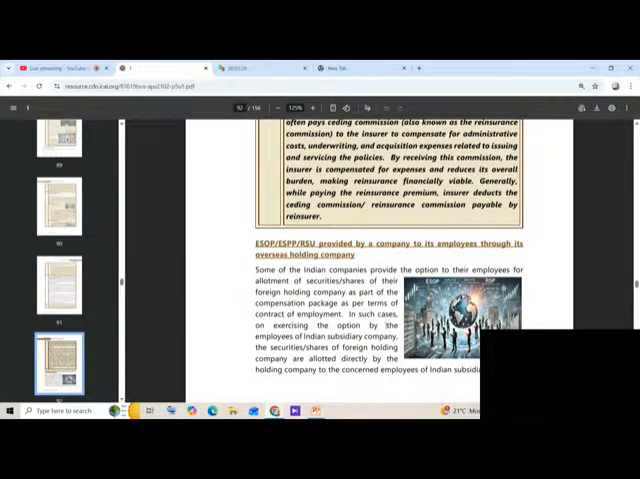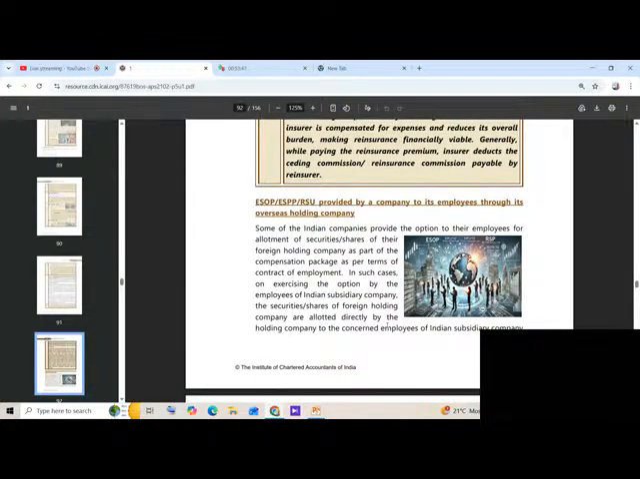The reinsurer often pays ceding commission, also known as reinsurance commission, to the insurer to compensate for administrative costs, underwriting, and acquisition expenses related to issuing and servicing the policy. By receiving this commission, the insurer is compensated for expenses and reduces its overall burden, making reinsurance financially viable. Generally, while paying the reinsurance premium, the insurer deducts the ceding commission or reinsurance commission payable by the reinsurer.